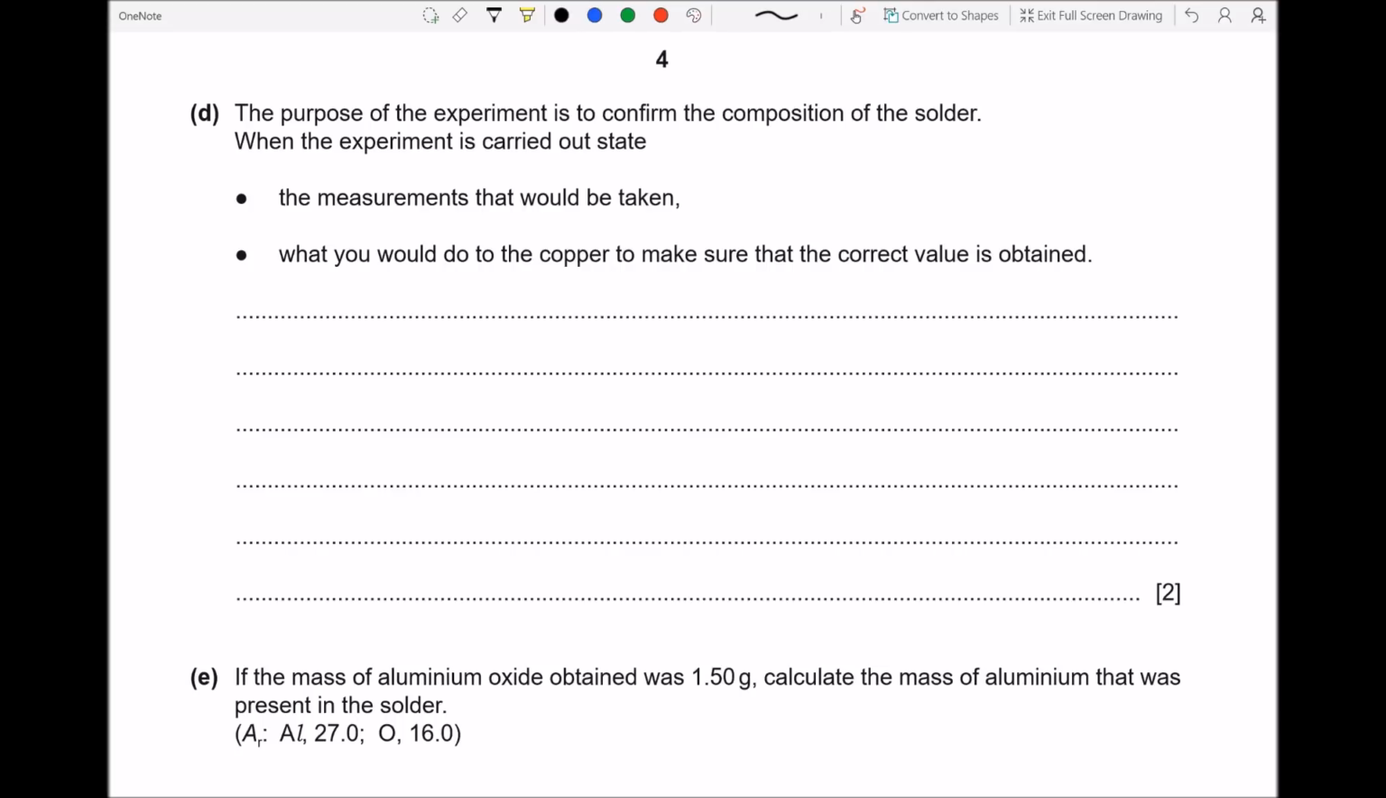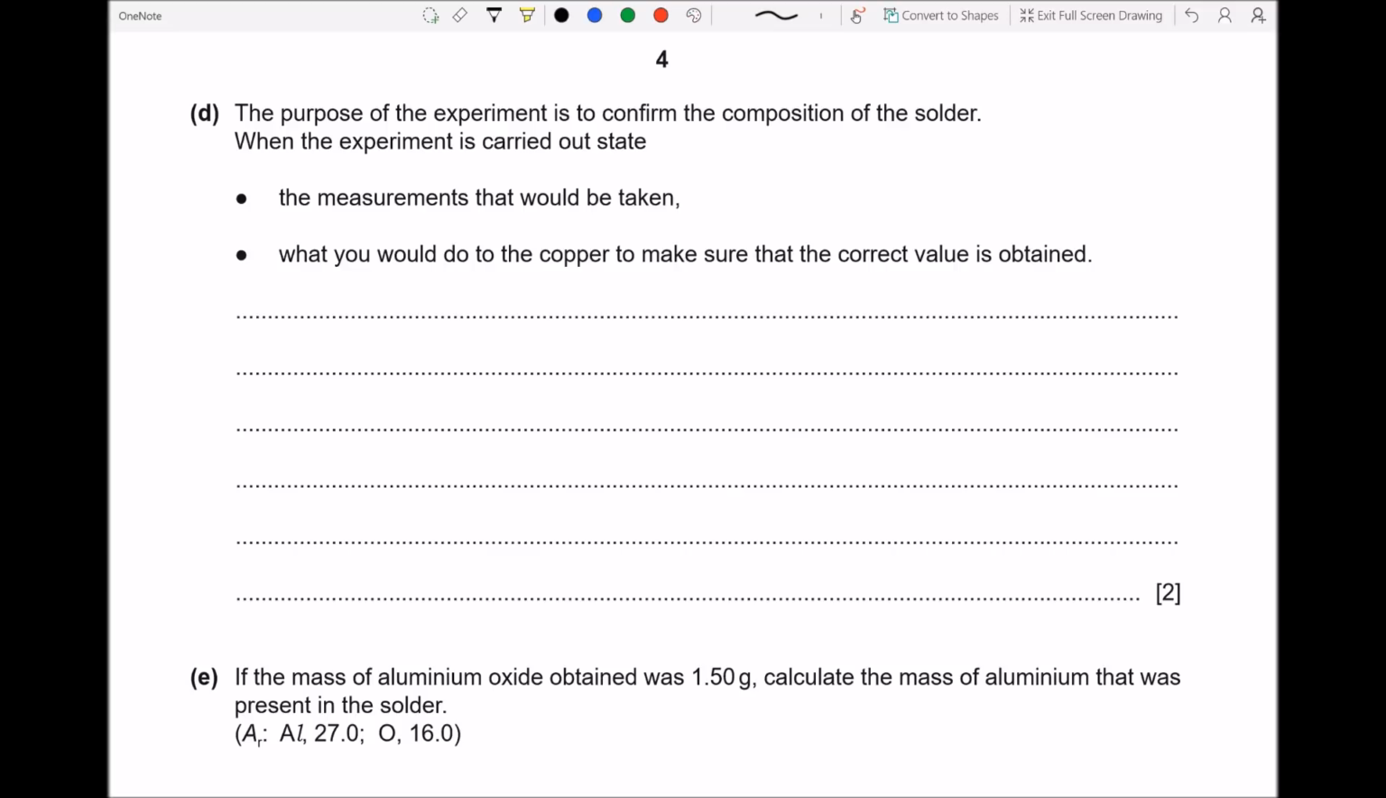Right, so what we'd have to do with this, obviously, like it says, the purpose of the experiment is to confirm the composition of the solder. And right at the start, it told us that the composition was actually 65% zinc, 20% aluminium, and 15% copper. So this is by mass.